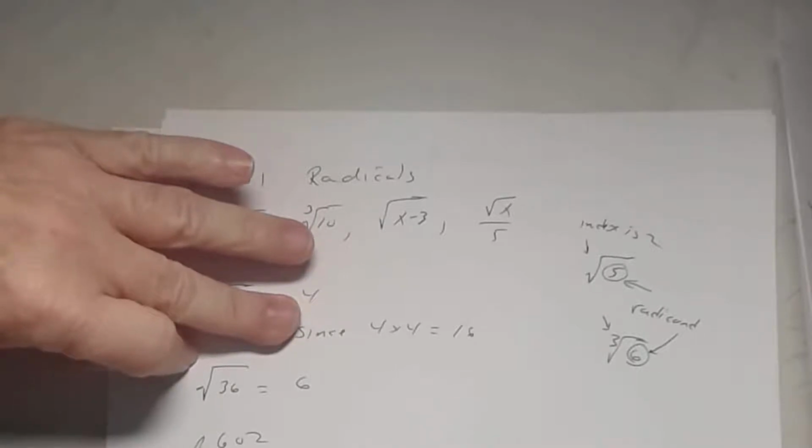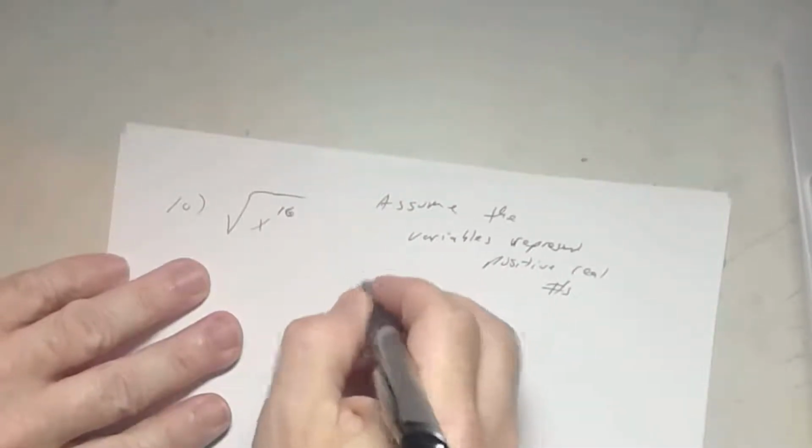So again, he said the answer was x to the fourth. That's not true because you're not using what we just talked about. When we said the square root of 36 was 6, you knew it was 6 because 6 times 6 is 36. He said the square root of x to the 16th is x to the fourth. Is that true? Is x to the fourth times x to the fourth x to the 16th? No, it's x to the 8th. So what should the answer be? X to the 8th, because x to the 8th times x to the 8th is x to the 16.